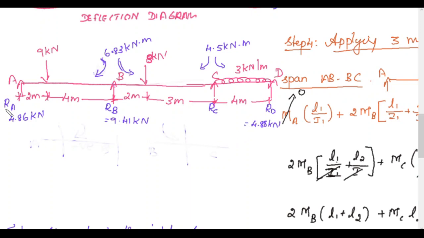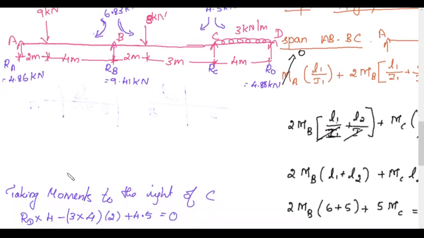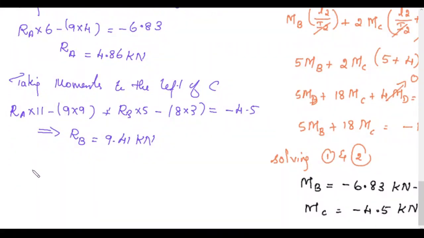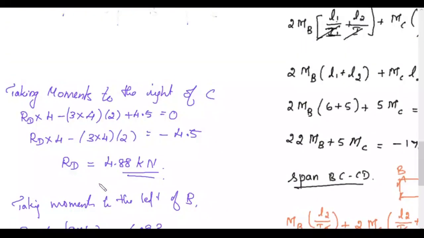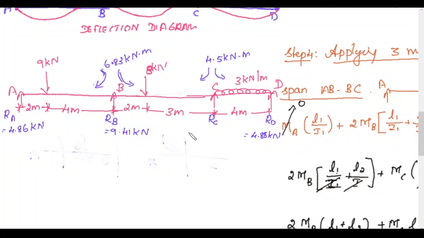Now the only unknown is RC. Now we will take upward load is equal to downward load. So we get RA plus RB plus RC plus RD is equal to the downward loads 9 plus 8 plus 4 into 3, it is 12. So substituting the values, we get RC is equal to 9.85 kilonewton. Now we can draw the shear force diagram.